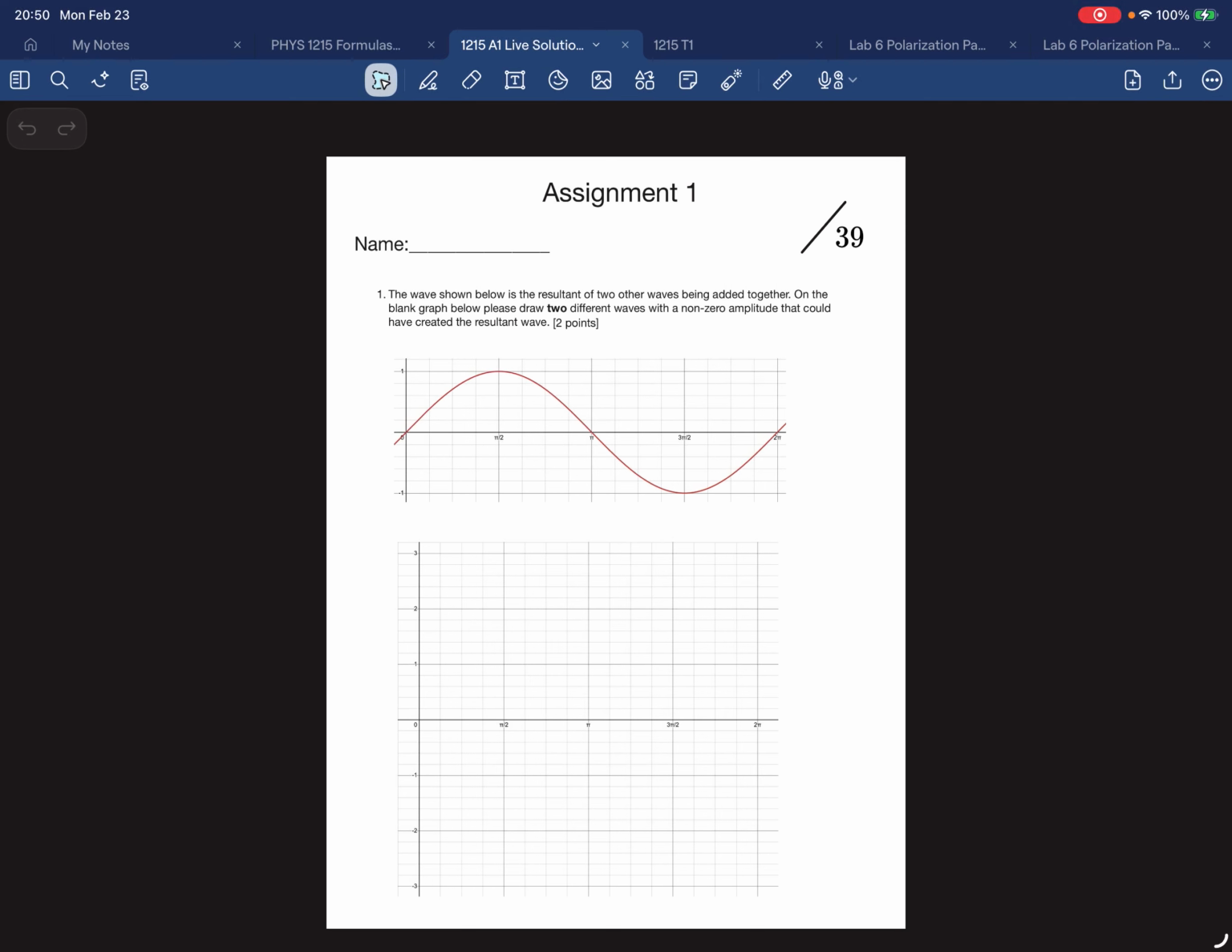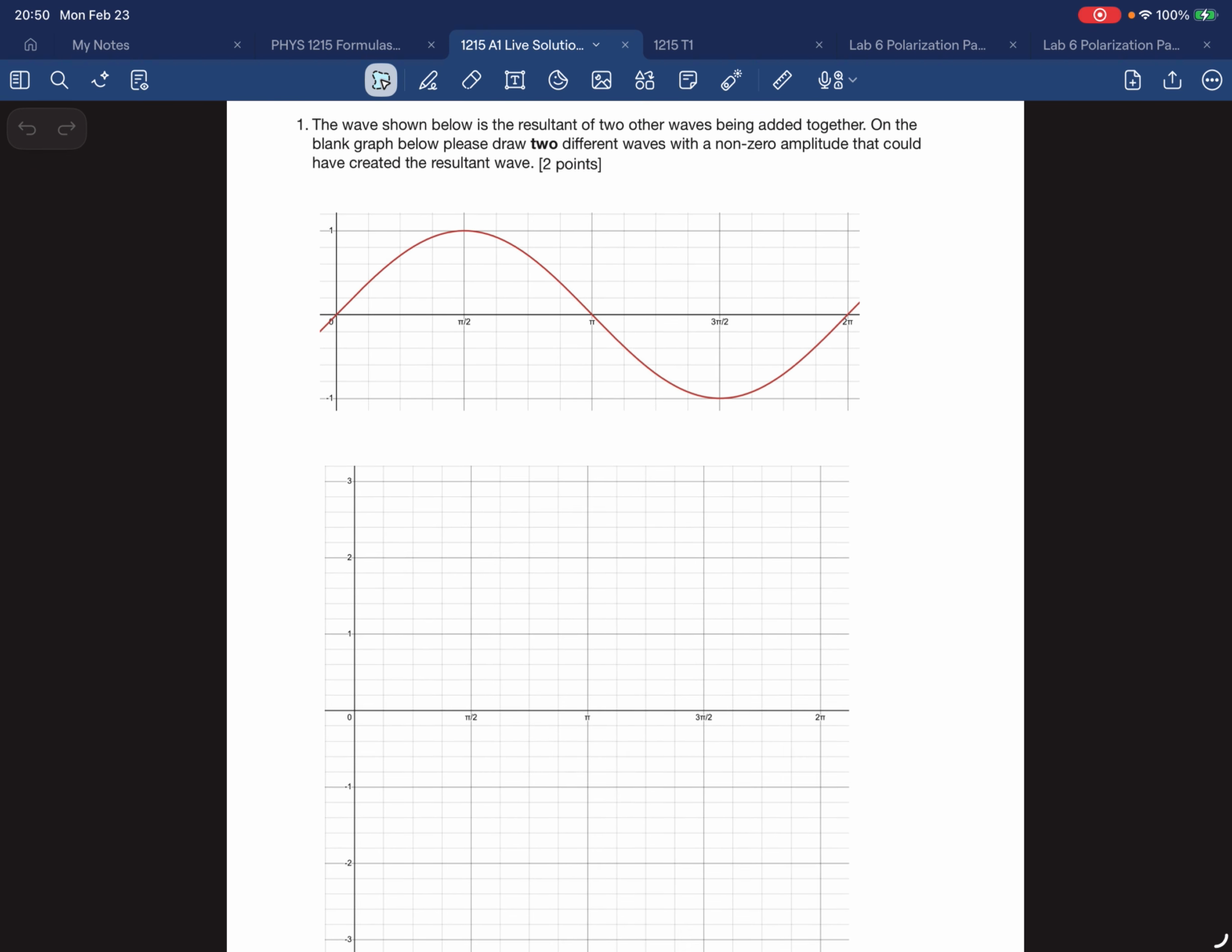Okay, hello. This is assignment 1 for Physics 1215, the solutions. So, starting with question 1 here.